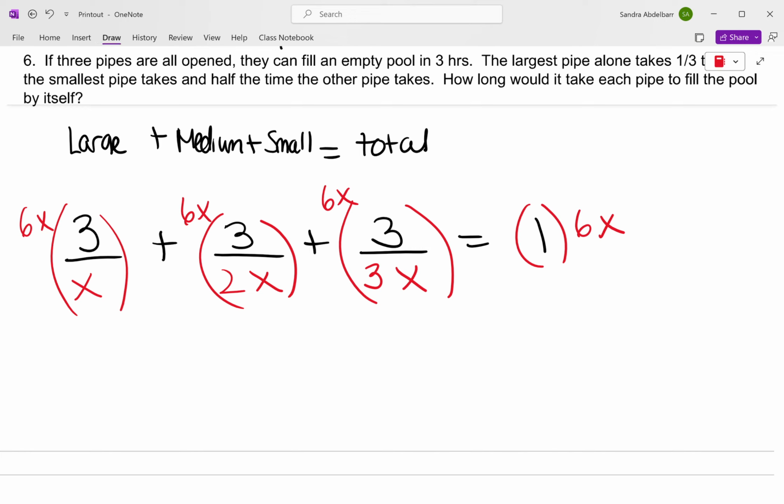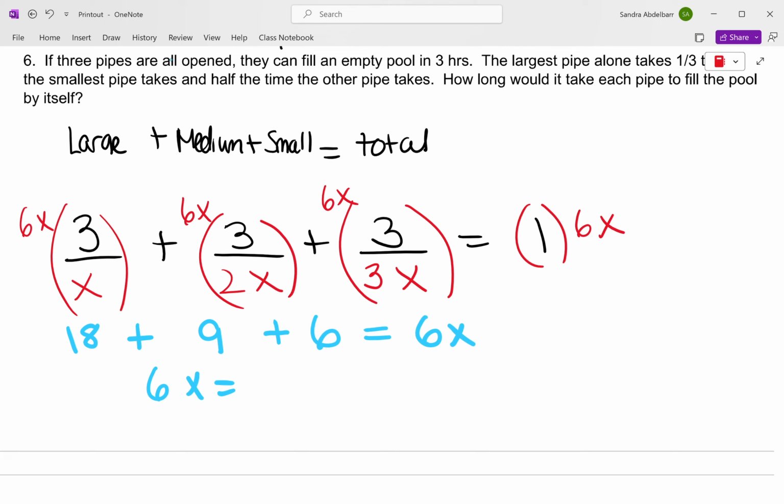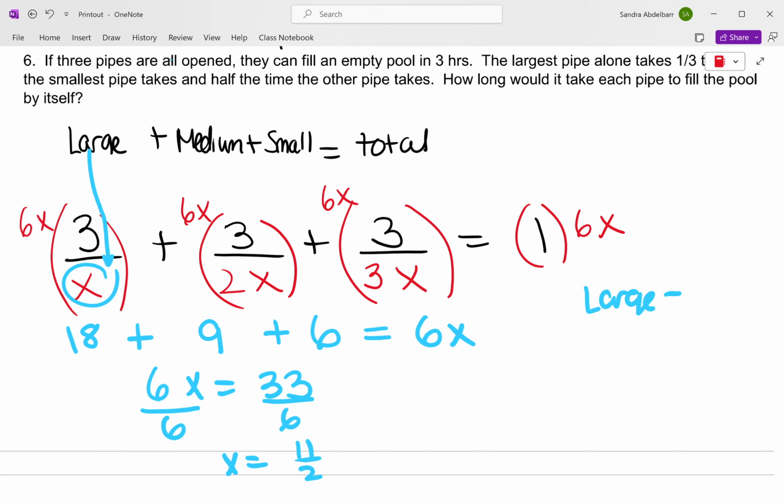So we are going to get, was it 6x? Yes, it was 6x. So then we are going to get 18 plus 9 plus 6 equals 6x. Combine our like terms, we're going to get 6x is equal to 33. Divide by 6. We get x is equal to, simplify this, 11 over 2.